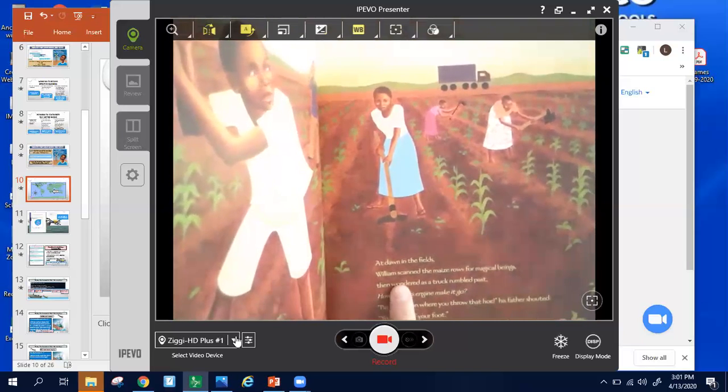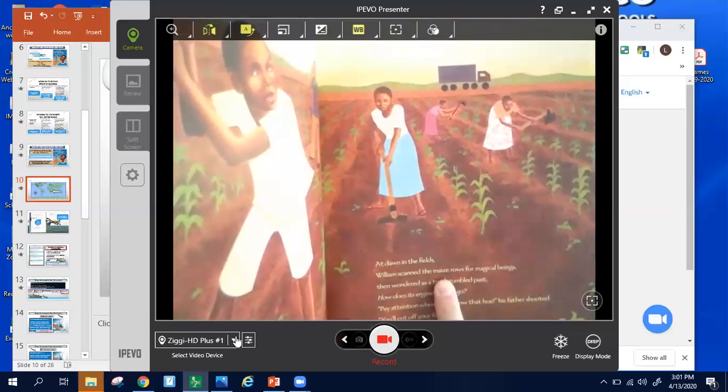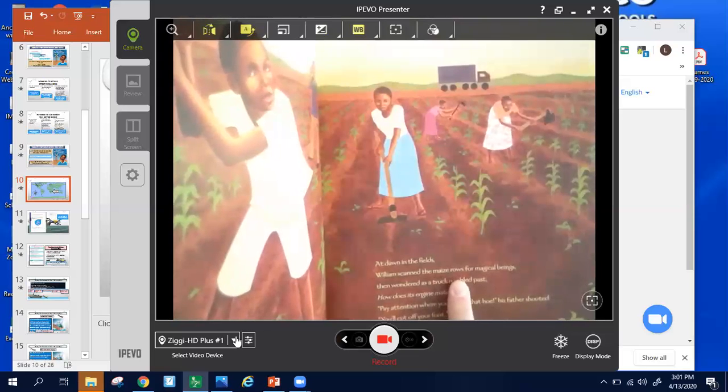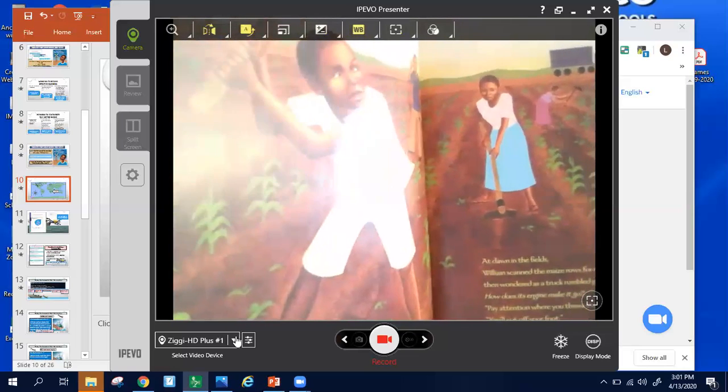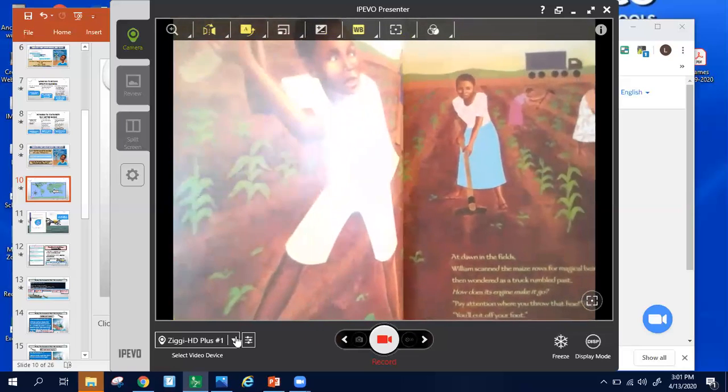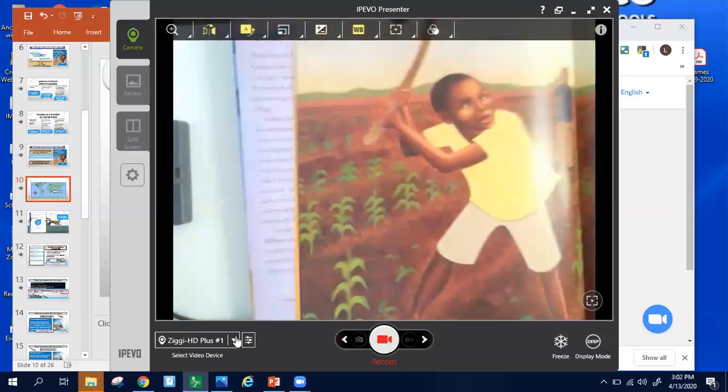So scanned. Scan means to look around. Maize, we've talked a little bit about that when we talked about the first Americans. Maize is another word for corn. And then you'll notice his father says to pay attention to where you throw that hoe. So he's obviously working with that hoe. He's not actually throwing it, but he's pushing it down pretty hard, and it'll cut off your foot. Well, that might be literal.